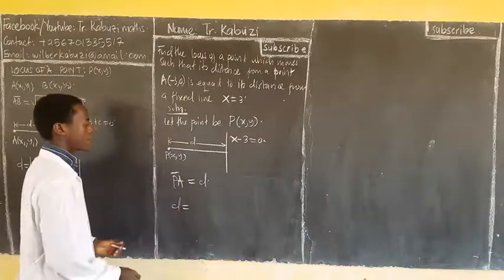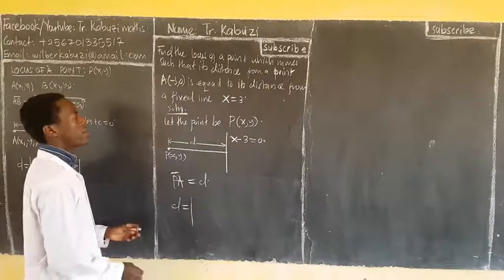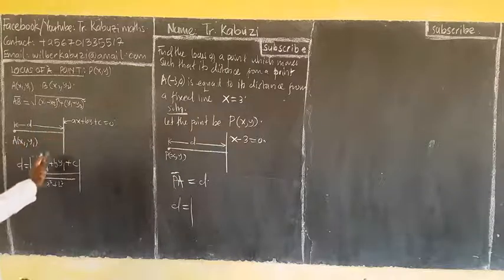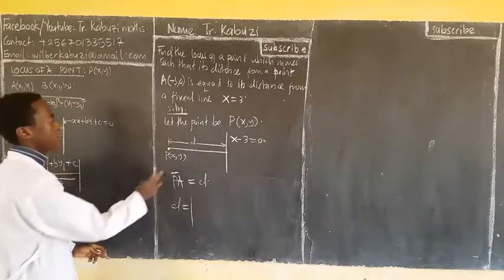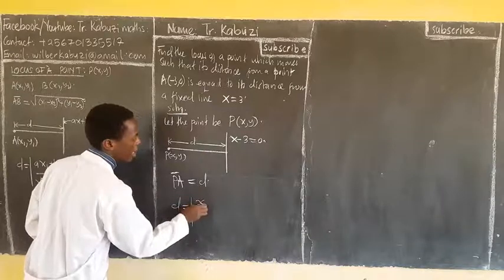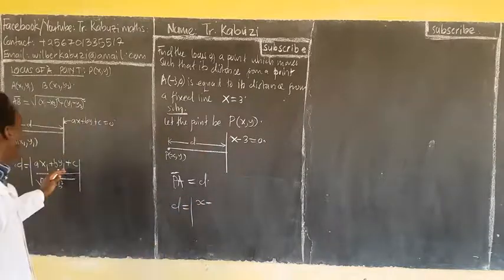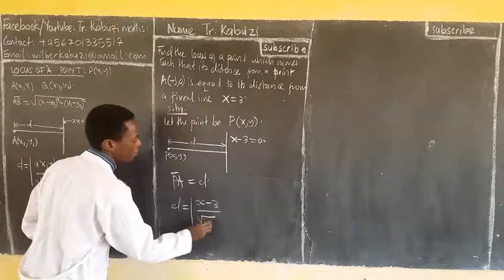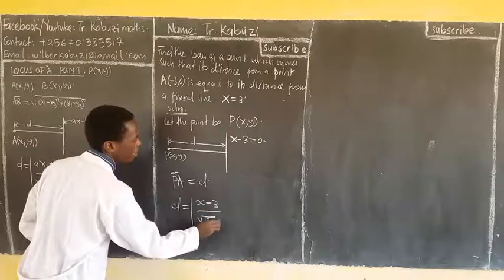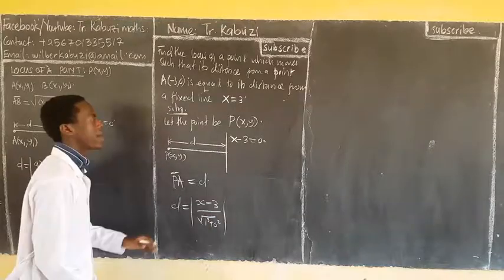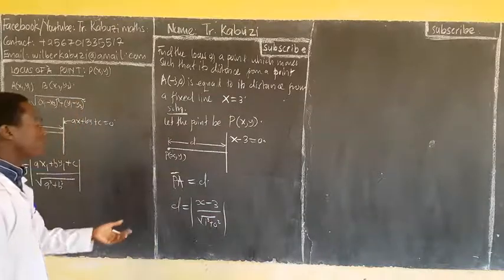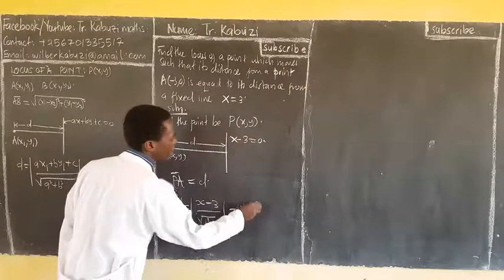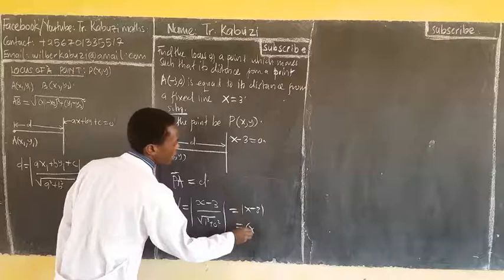So now to get this D, let us first get our D. Our D will be the modulus of, where there is x, we just substitute these points in here. So this x is going to be my small x minus, our this side is negative 3, the whole over the square root of 1 squared plus 0 squared. The coefficient of y is 0, and this will be the modulus of x minus 3, which will be x minus 3.